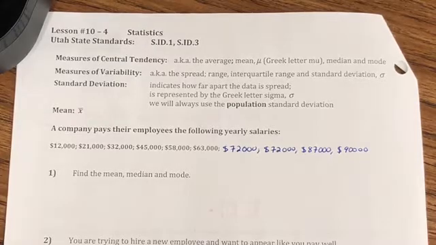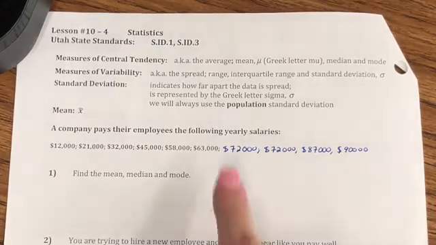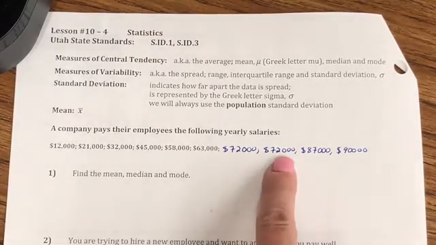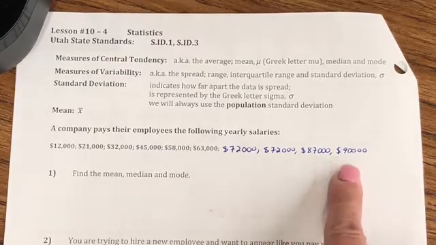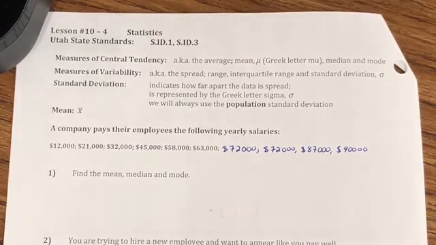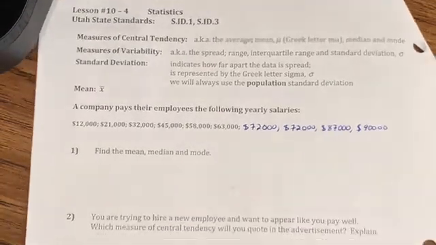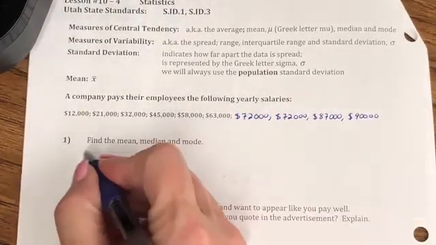Okay, a company pays their employees the following yearly salaries. You're going to add in $72,000, $72,000, $87,000, and $90,000. The first thing we want to do is find the mean, the median, and the mode of these salaries.